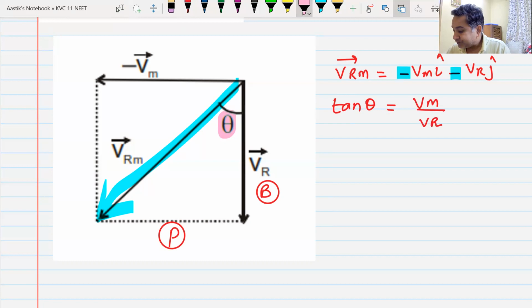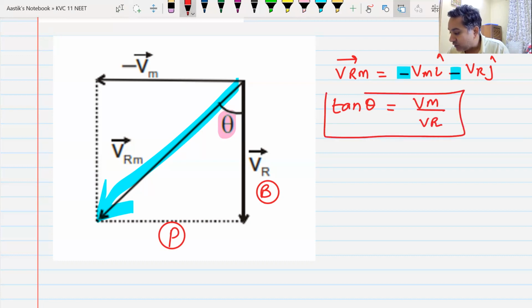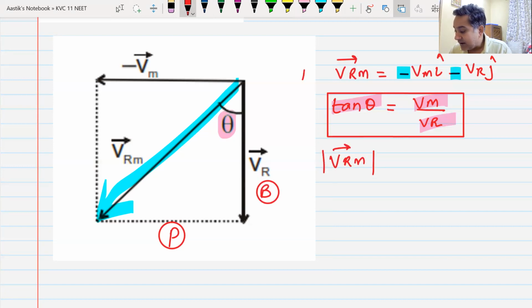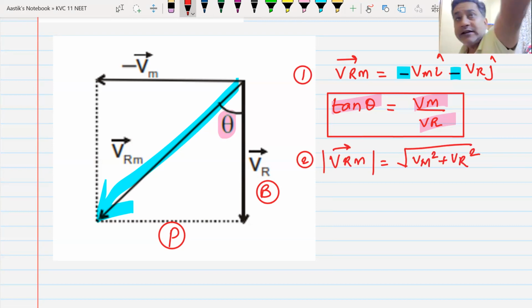So these are the two questions that are asked. They ask you what is the angle he should hold his umbrella with the vertical. The answer is tan theta is Vm by Vr. They might ask you what is the velocity of rain with respect to man. So either you can write it in the vector form as in number 1, or you can write it in the magnitude form as in number 2, Vm square plus Vr square. Do we understand this? I'll give you 2 minutes to note this down, then we shall do 1 or 2 problems on this.